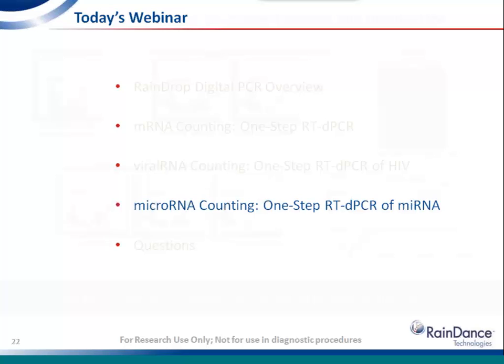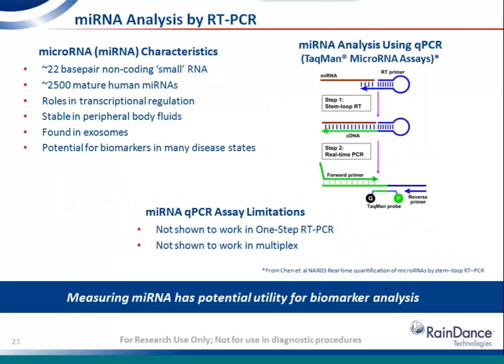Finally, I want to go on to show how the single molecule format is enabling new capabilities for researchers that have not been able to do these types of experiments before. Specifically, this is for measuring microRNA. And a reminder, microRNA are approximately 22 base pair non-coding small RNA species.